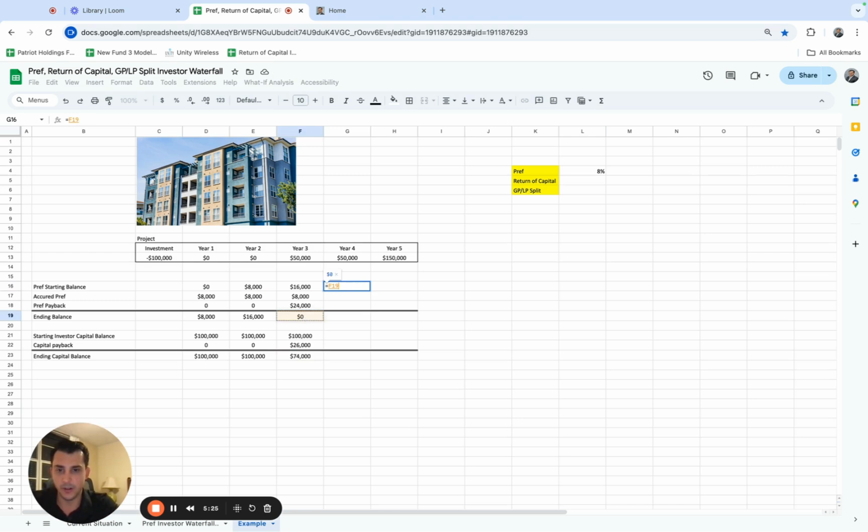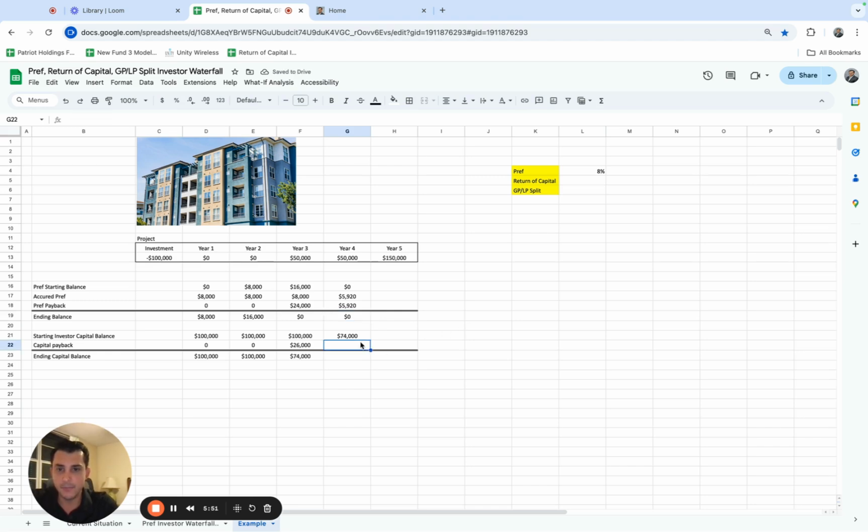Pull that over. Pref starting balance is 0. Now the accrued pref is going to be 8% on the capital balance, but now the capital balance is 74 grand because we paid some of it down. Pref payback, look at that. We have 50 grand once again to distribute from this project. That's amazing. So this 5 grand is going to go towards the pref because that's all we owe. Bring that balance to 0.